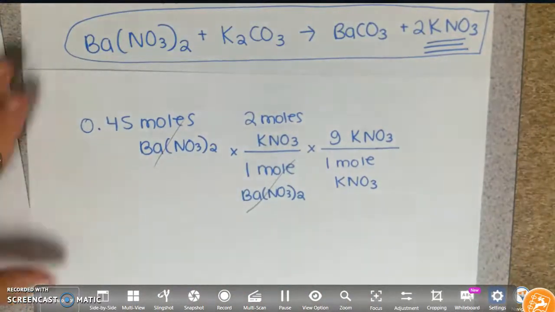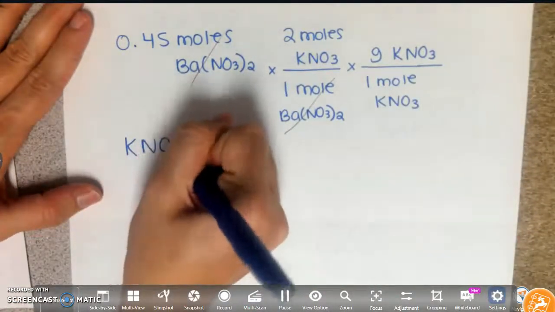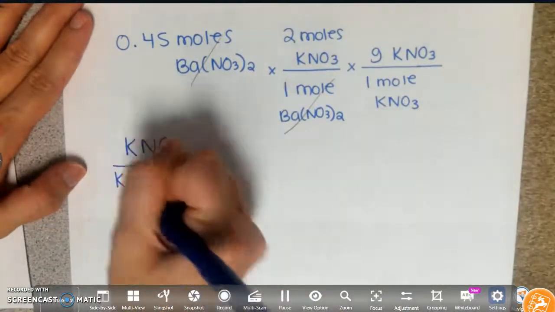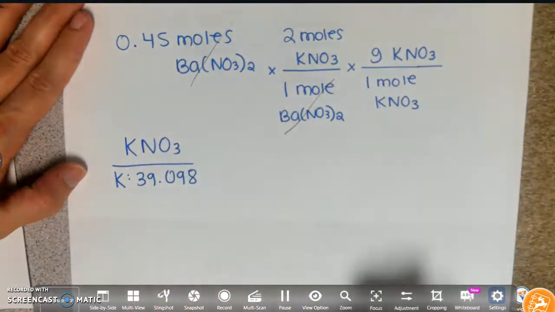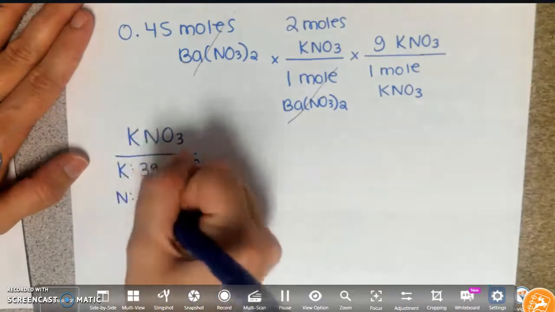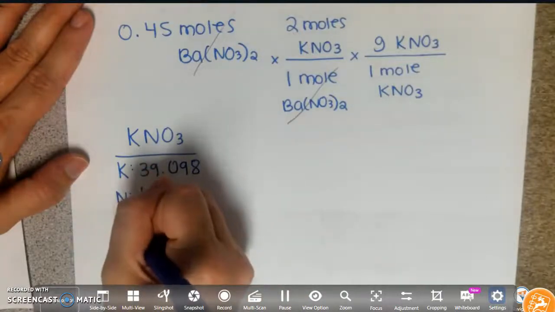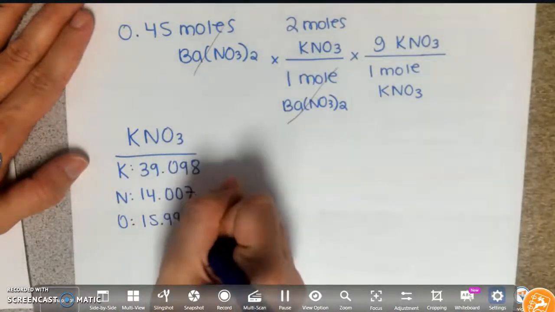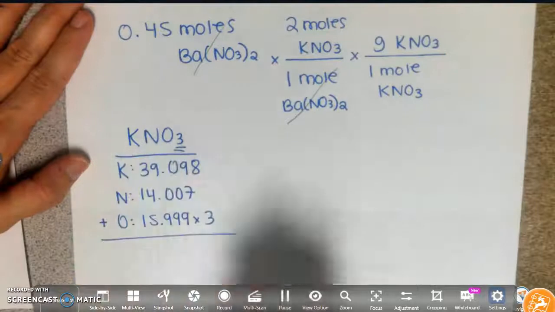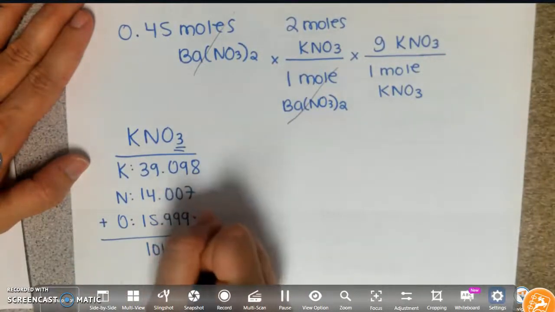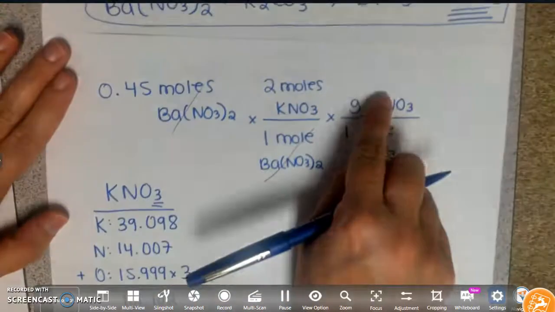So we need to go find the molar mass of KNO3 to plug in up here. And so off to the side, just write it out. Okay, so potassium, you go to the periodic table, potassium is 39.098. Nitrogen is 14.007. Oxygen is 15.999, and then because there's a 3, you have to multiply it by 3. And then you add all those numbers up, and that is 101.102. And so that's my atomic mass of potassium nitrate, which comes up here.